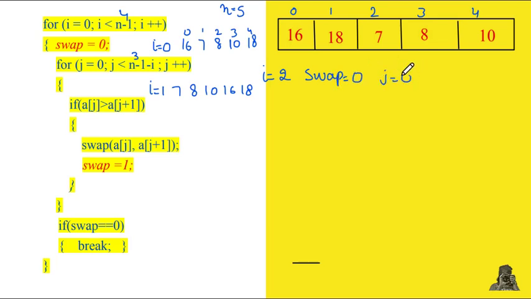Now moving to the j value. Now i's value has been updated. So for the condition here, this will be 5 minus 1, which is 4, 4 minus 2, which is 2. So again this inner loop will be executed one less than the previous iteration. Now we are at the third pass, so the comparisons will be fewer, because this is what optimized bubble sort does. For j equal to 0, 0 is less than 2, so this will be executed.